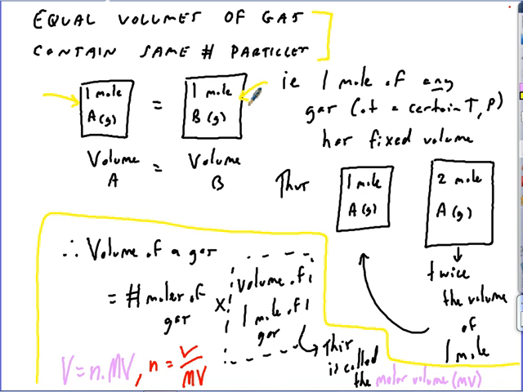That's the same way as saying if you've got gas with the same number of particles, they'll have the same volume. So if you've got 1 mole of gas A, that'll have a volume A. If you've got 1 mole of gas B, that'll be volume B. But because they've got the same number of particles, i.e. a mole of particles, they'll both have the same volume. That means that 1 mole of any gas at a certain temperature and pressure has a fixed volume. Okay, we call that the molar volume.